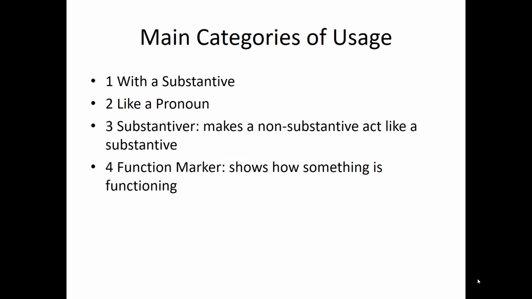We're going to look at 4 main categories of usage, and we're going to spend most of our time in section 1, where the article goes with a substantive. We'll spend a good amount of time on number 2, where the article acts like a pronoun, and then we'll look more briefly at numbers 3 and 4, where the article can make a non-substantive act like a substantive. And number 4, one of the things that the article can do is simply tell you how a word is functioning in the sentence. It can be a function marker. And then after that, we'll take a look at the absence of the article. What does that mean for the interpretation of a passage?